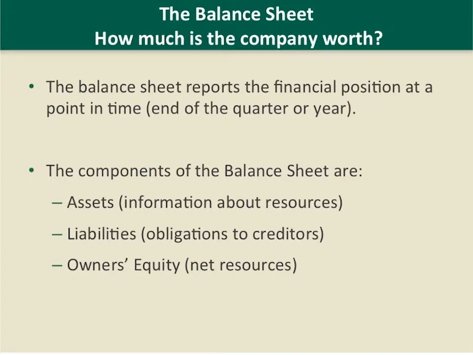There are three components a typical balance sheet can contain: assets, liability, and owner's equity. Assets provide information about economic resources this company has. Liability provides information about obligations to creditors. And owner's equity is the net resources this company has. For example, it equals assets minus liability.